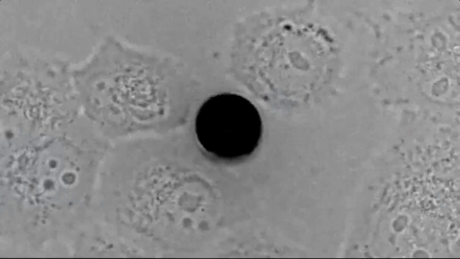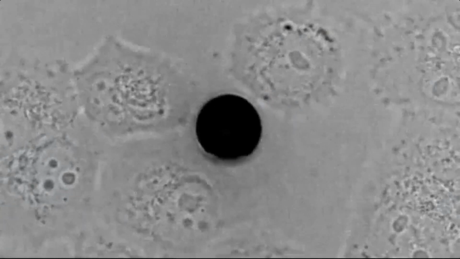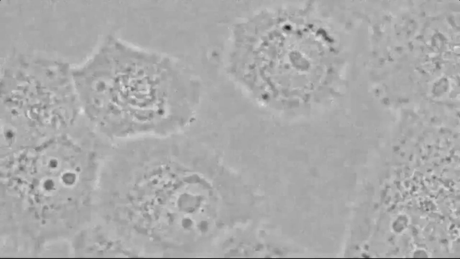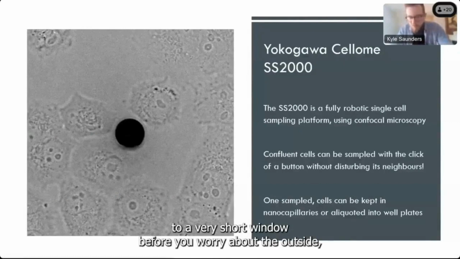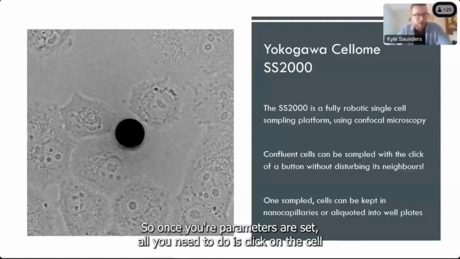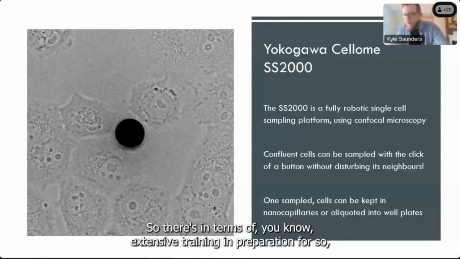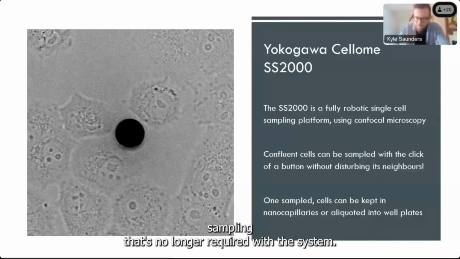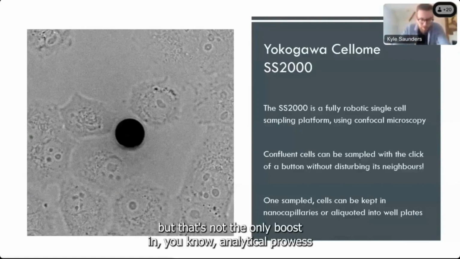But more importantly, these cells are live as they're being sampled. So they're in incubated conditions. There's control for CO2, humidity, temperature. So you don't have to worry about limiting your sampling to a very short window before you worry about the outside getting in. And in order to actually sample that cell, once your parameters are set, all you need to do is click on the cell, and the system will essentially go and pick it up for you. So there's, in terms of extensive training and preparation for cell sampling, that's no longer required with the system.